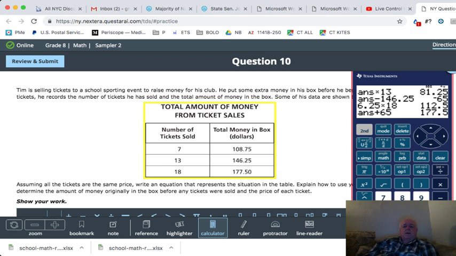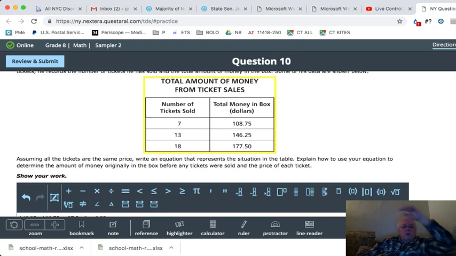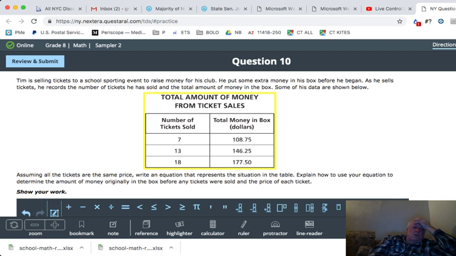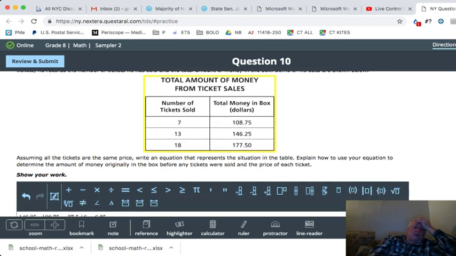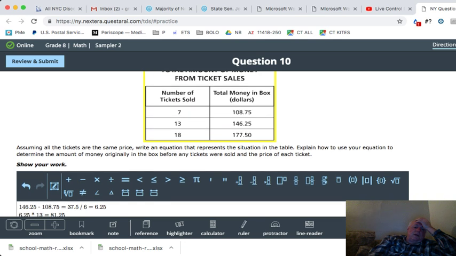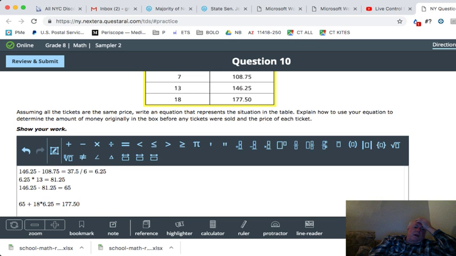All right, so we're able to compute the numbers. Let's get rid of the calculator. Let's try to put the box up here. I'm just going to read through the question again to make sure I'm covering all the bases here. Tim is selling tickets to a school sporting event to raise money for his club. He put some extra money in his box before he began. As he sells the tickets, he records the number of tickets he has sold and the total amount of money in the box. Some of his data are shown below. Okay, good. Assuming all the tickets are the same price, write an equation that represents the situation in the table. Explain how you got your equation.